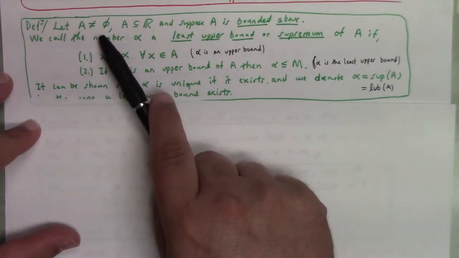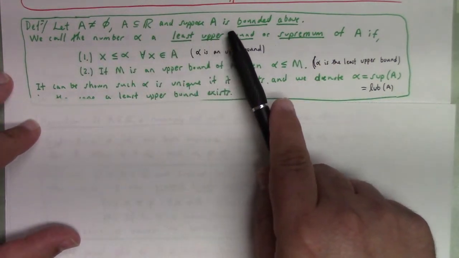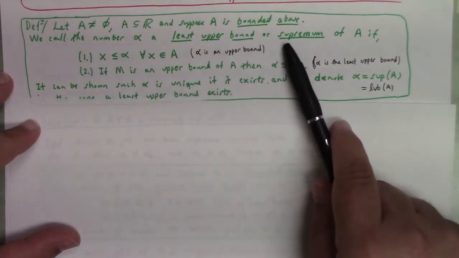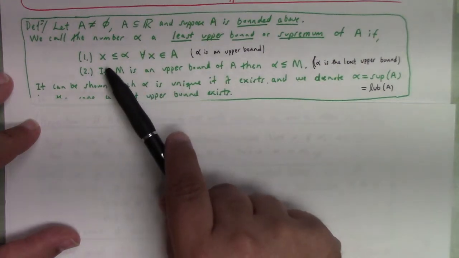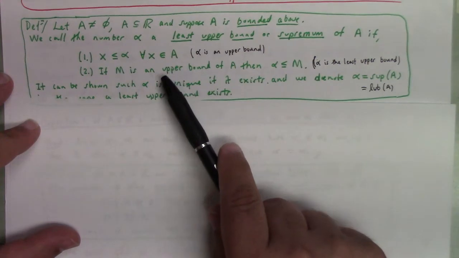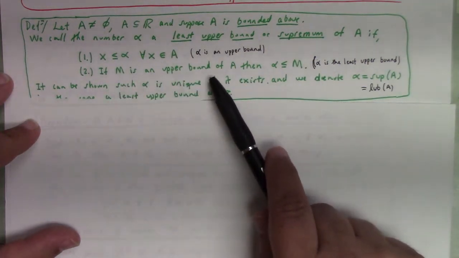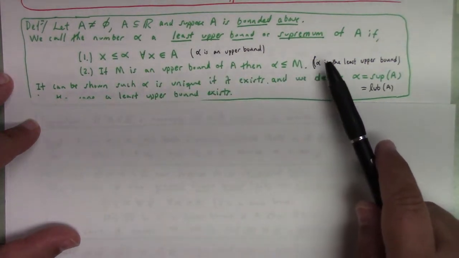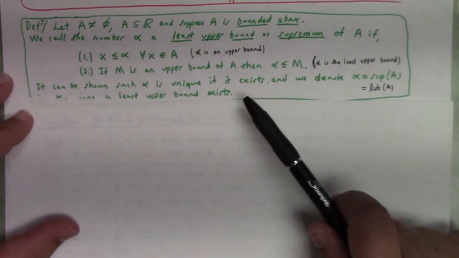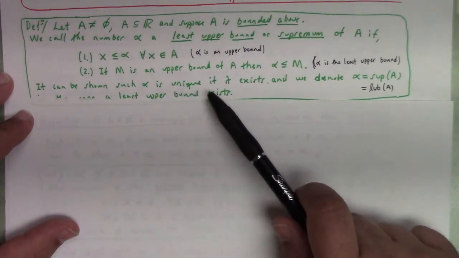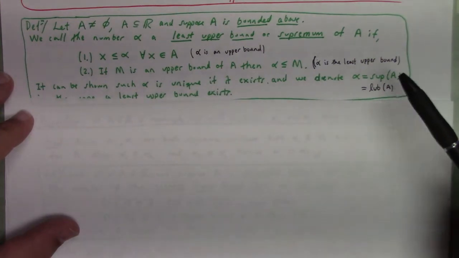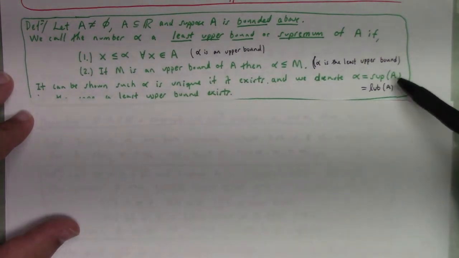A non-empty subset of the reals, and suppose A is bounded above. We call the number alpha a least upper bound, or supremum of A, if, first of all, alpha is an upper bound, so x is less than or equal to alpha for all x in the set. And if m is an upper bound of A, then alpha is less than or equal to m. In other words, alpha is the least upper bound. And it can be shown that such an alpha, if it exists, is unique. And so we're going to denote alpha by the supremum of A, or some other text would use least upper bound or lub of A.